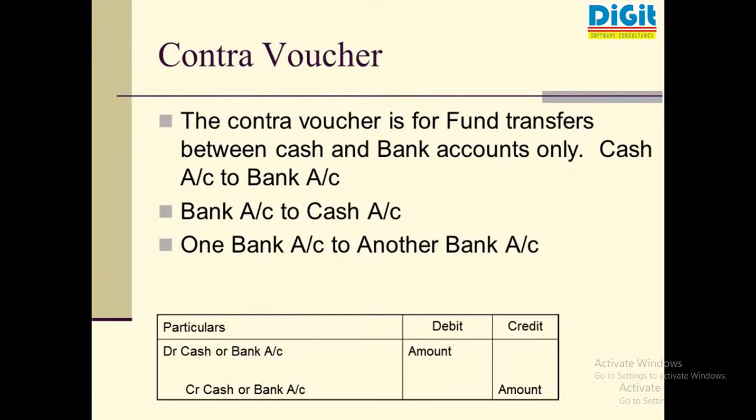And next is contra. As I told you, if you are depositing into the bank or withdrawing from bank, then that will be recorded in contra voucher. There is neither receipt nor payment, and depending, if you are withdrawing, then bank will be credit and cash will be debit. Okay, and if you are depositing, bank will be debit, cash will be credit. So that way we will pass this entry.